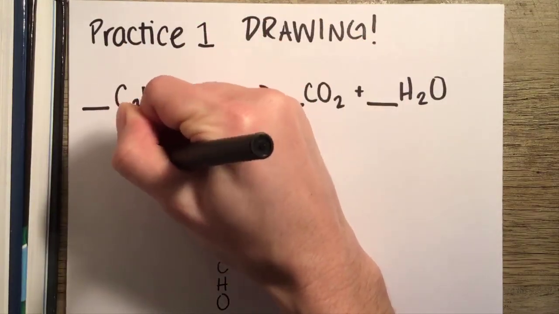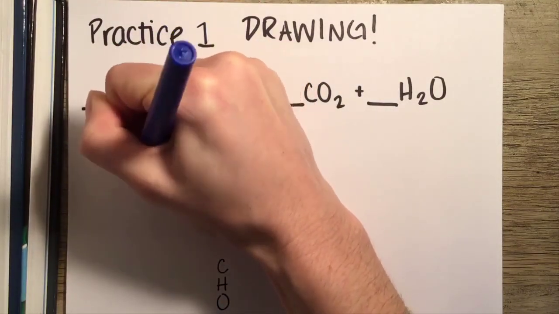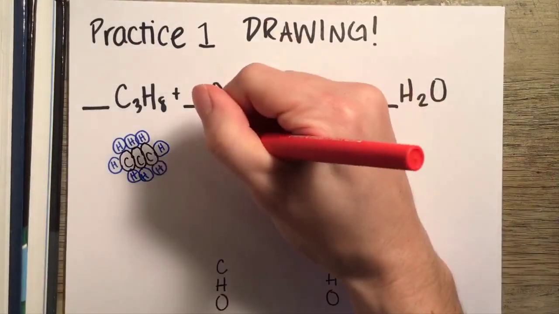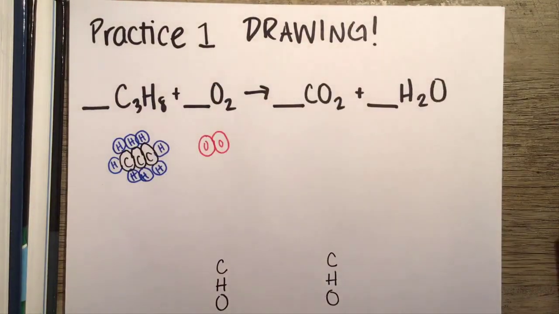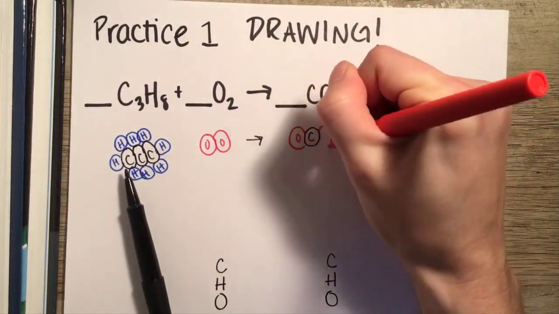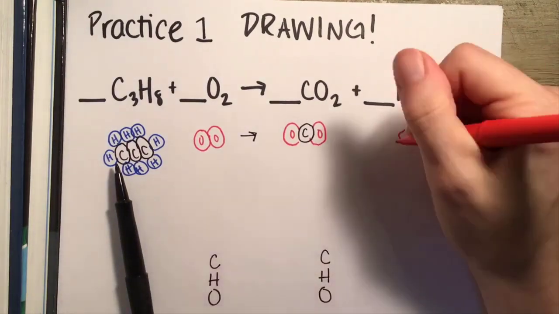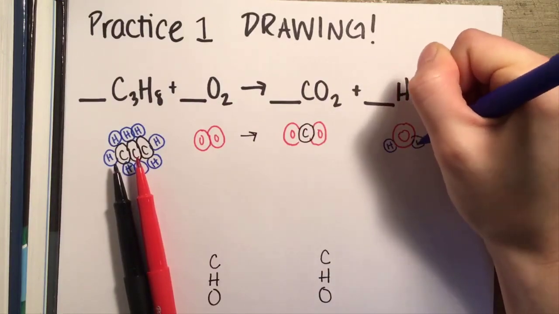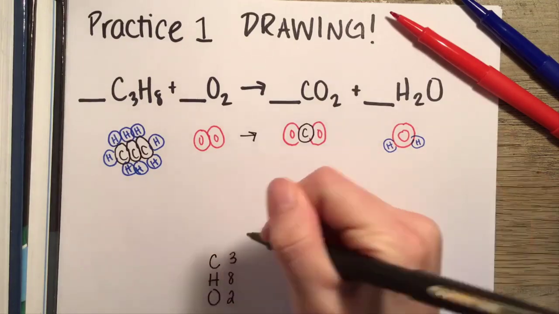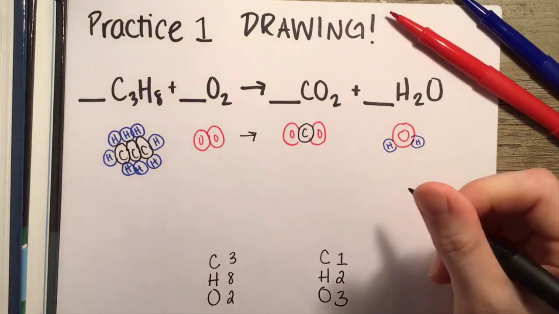C3H8, I'm going to draw 3 carbons and 8 hydrogens, all kind of stuck together in one particle. I'm going to draw O2, and I'm going to draw CO2 and H2O. Now I'm going to balance my carbons first. So I have 3 carbons on my reactant side and only 1 on my product side. So carbon is my first point of attack here.